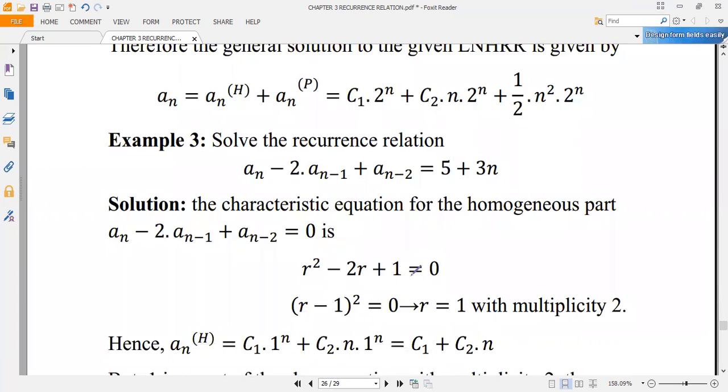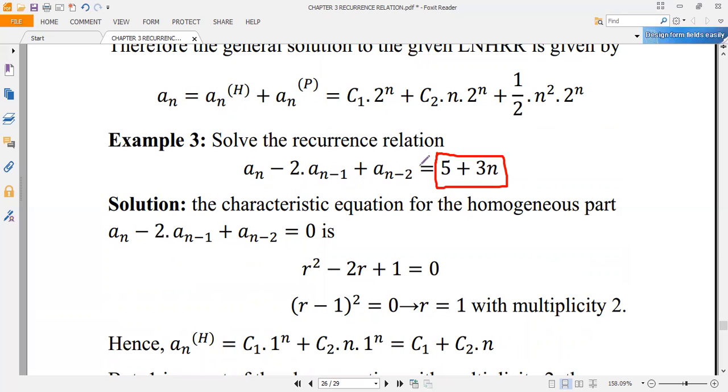Let's take another example with a polynomial function. It makes the non-homogeneous part a polynomial function. So a_n minus 2a_(n minus 1) plus a_(n minus 2) is equal to 5 plus 3 times n.